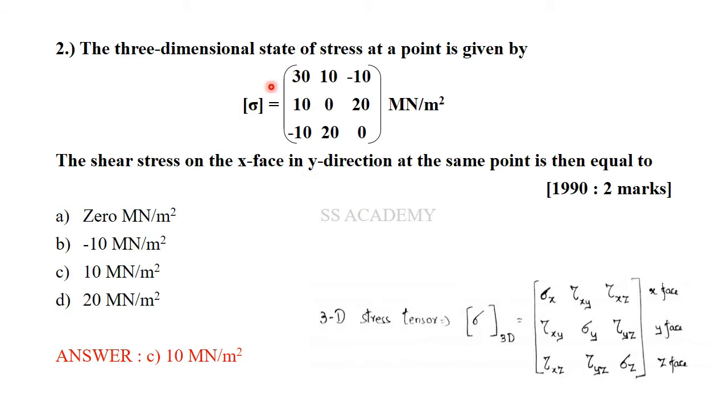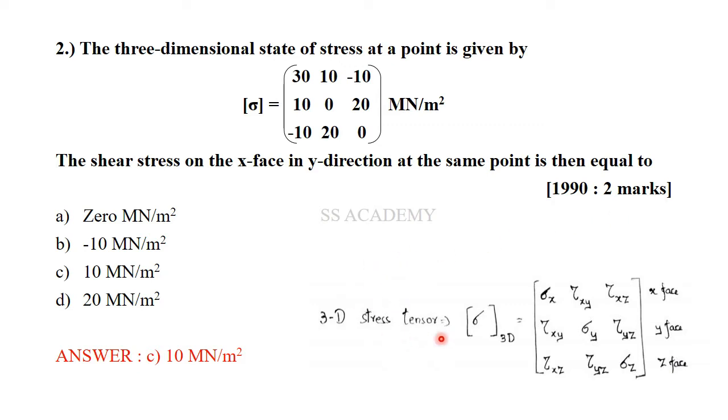The three-dimensional state of stress at a point is given by sigma is equal to, and the values are given. The values are denoted in the unit meganewton per meter square, and the shear stress on the x face in y direction at the same point is then equal to. They have asked for the shear stress on x face in y direction. And the options are given as 0, minus 10, 10, 20. It is a 1990 GATE question offering 2 marks.